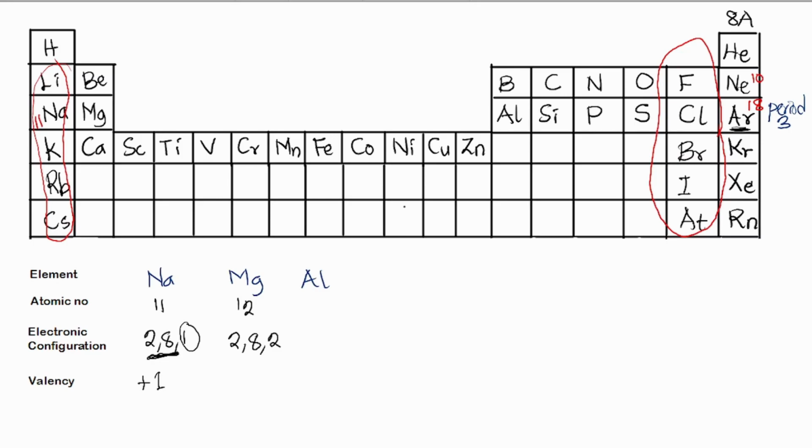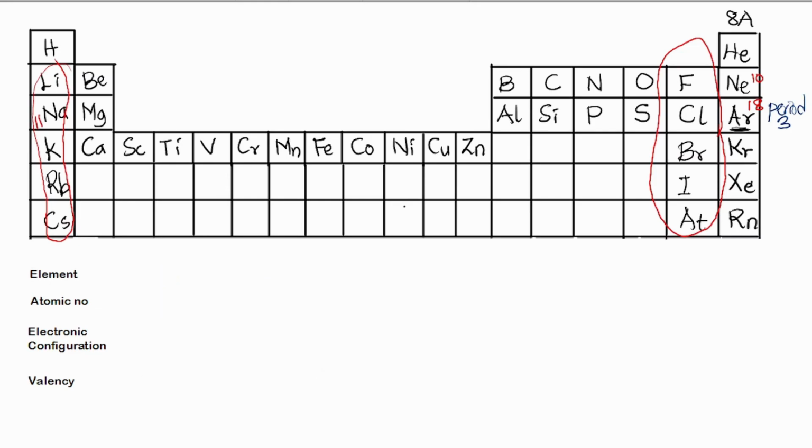Similarly, magnesium has atomic number 12 with electronic configuration 2, 8, 2. It's more difficult for magnesium to go forward, gaining 6 electrons to become like argon, compared to losing 2 electrons to become like neon. So magnesium will prefer to lose 2 electrons, and therefore the valency of magnesium is +2. The atomic number of aluminium is 13 with electronic configuration 2, 8, 3. So it loses 3 outermost electrons, and therefore its valency is +3.